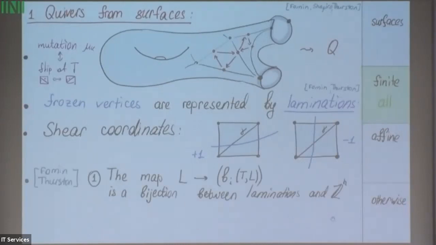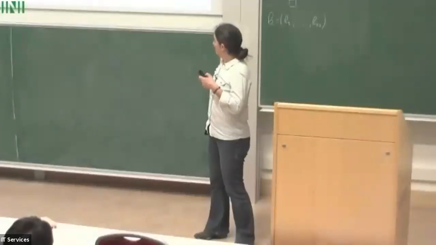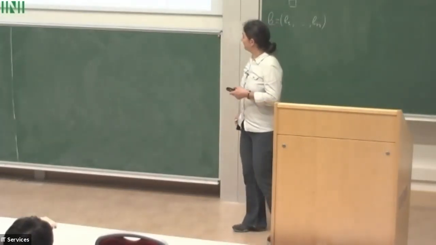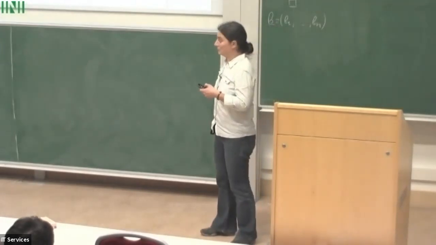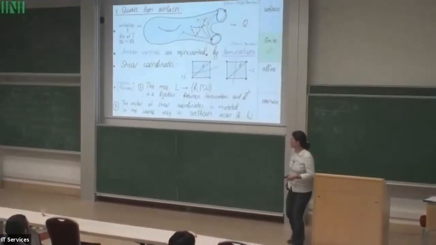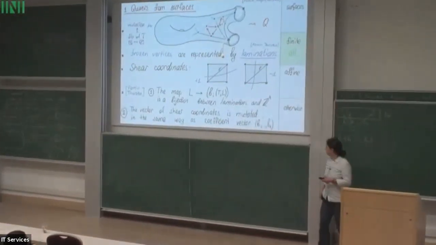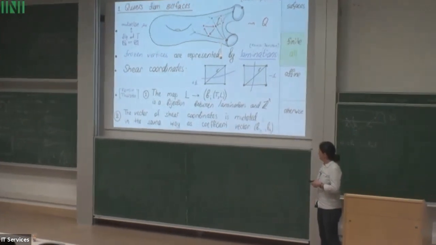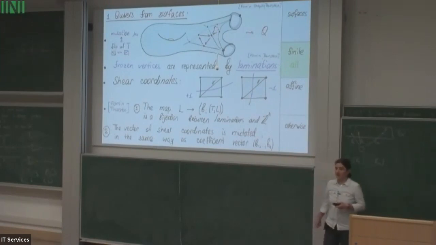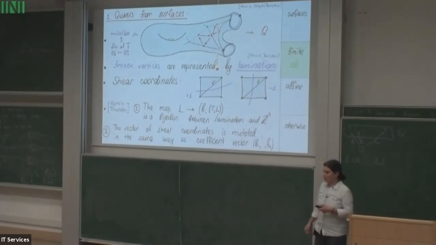And the good thing about these laminations is that the shear coordinates give a bijection between laminations and the coefficients. So we get all possible coefficients this way. And also another thing is that the vector of shear coordinates is mutated in the same way as this coefficient vector, so we can really use them to observe what's going on.